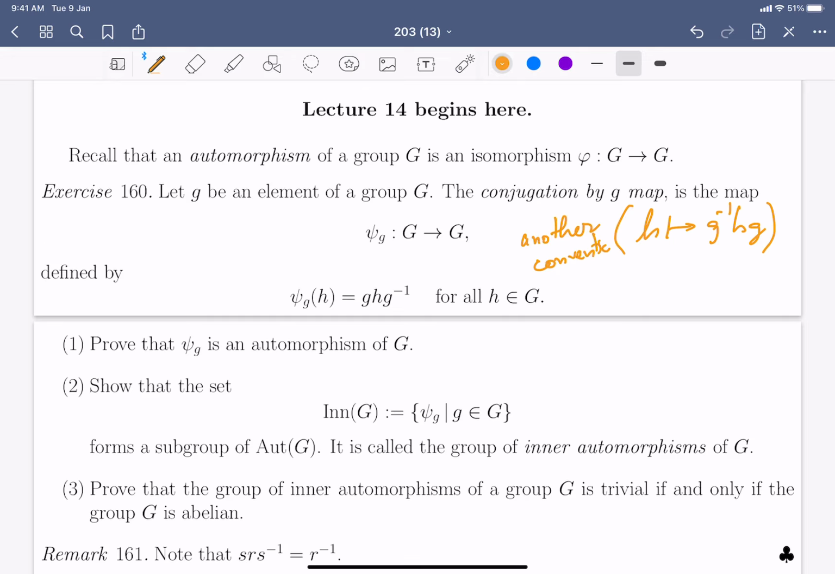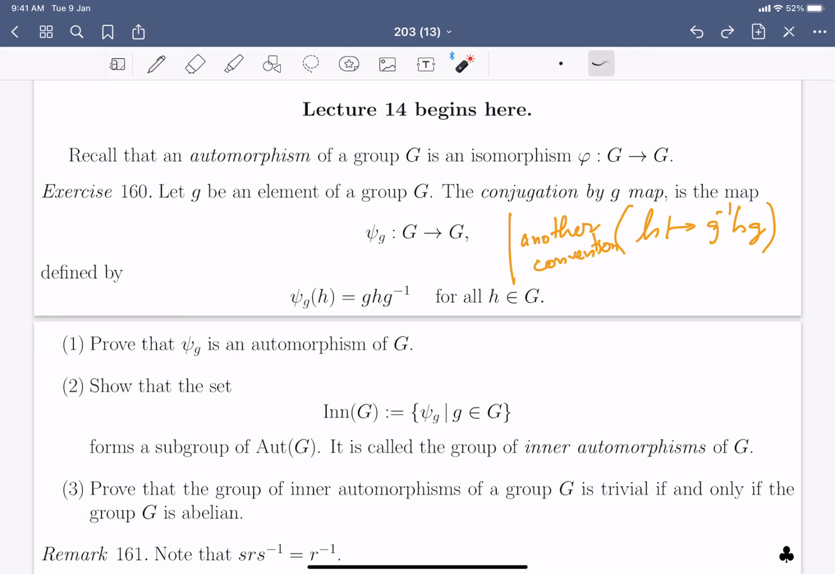Another convention. Anyway, so this is another convention. Let's not get into that. Let's try to understand the content of this exercise.